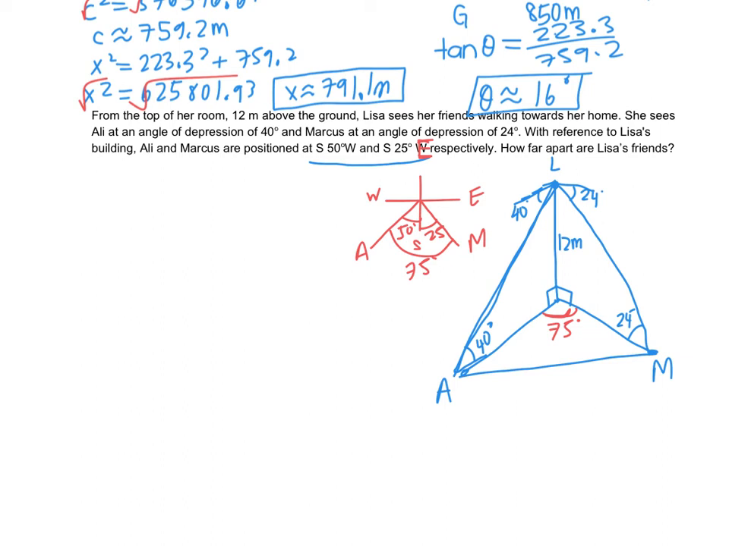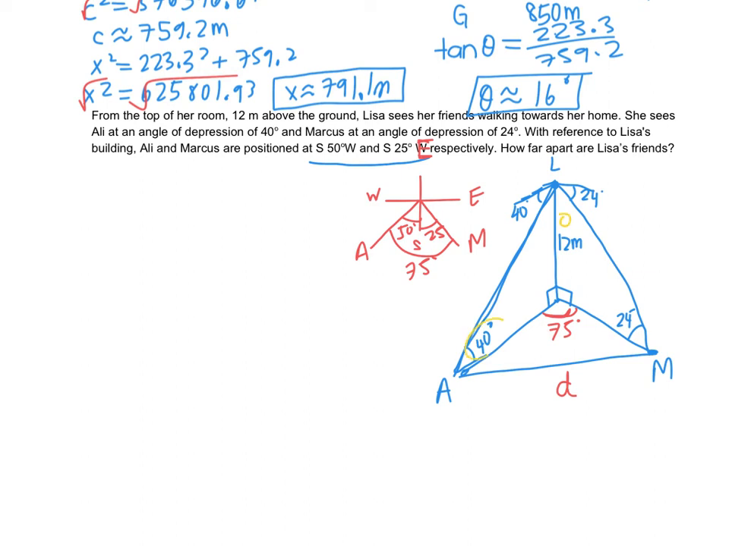Okay, now let's see, what are we looking for? How far apart are Lisa's friends? Here's the goal. I will label it D. In order for me to solve for that, I definitely need to work inside this oblique triangle where I don't know anything except this angle. That means I am going to have to work inside my right triangles first. If I look here, I can solve for this, I can solve for this, and then I'll have enough information in the oblique triangle.